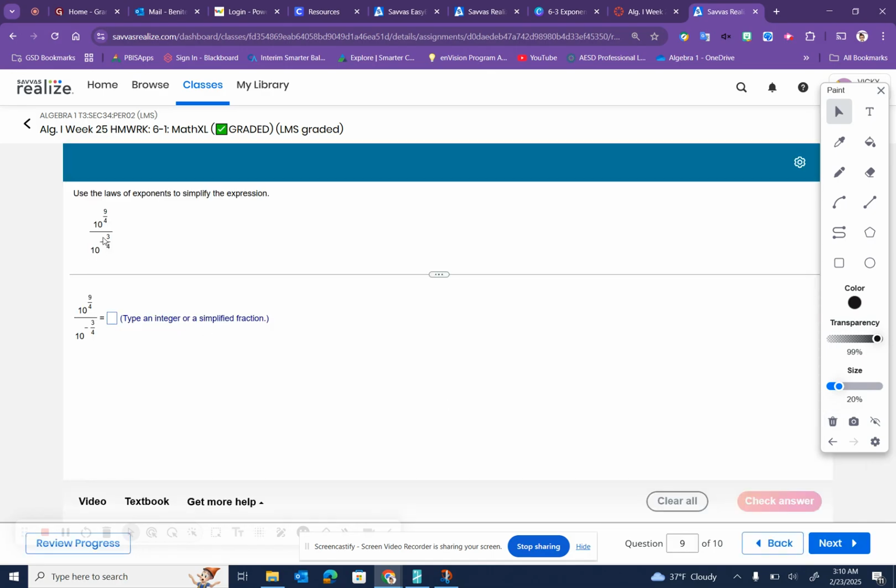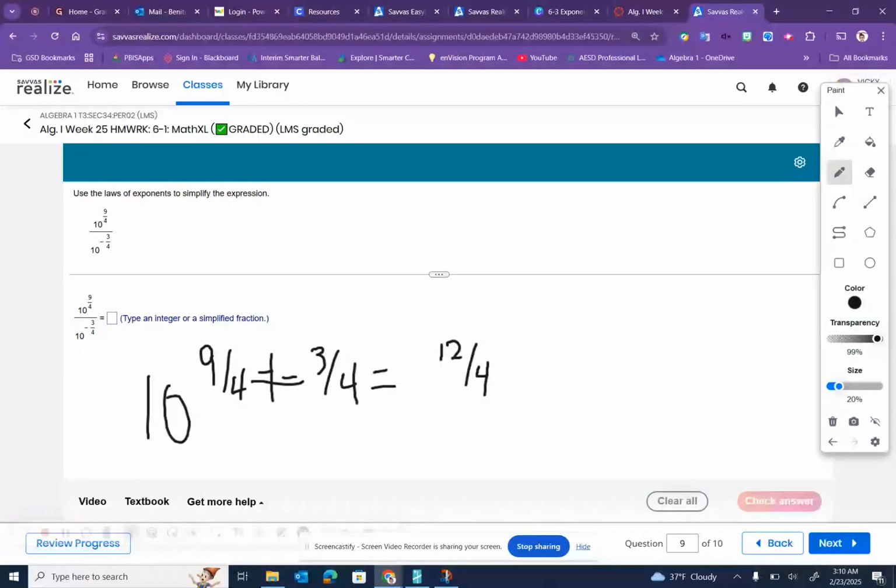This one, you do have the same base 10. So for the quotient property, we subtract the exponents. Again, we're going to have the same base. This time we have 9/4 minus... notice that the denominator exponent is negative, so we're going to subtract a negative 3/4, making this a plus. 9 plus 3 is 12/4. We actually end up getting a whole number, and that is 3.